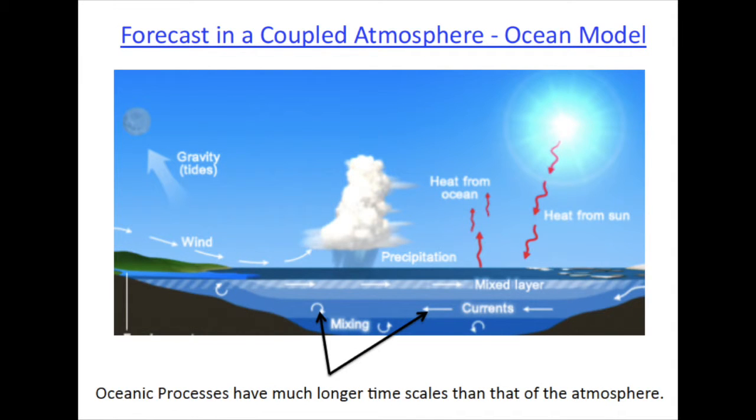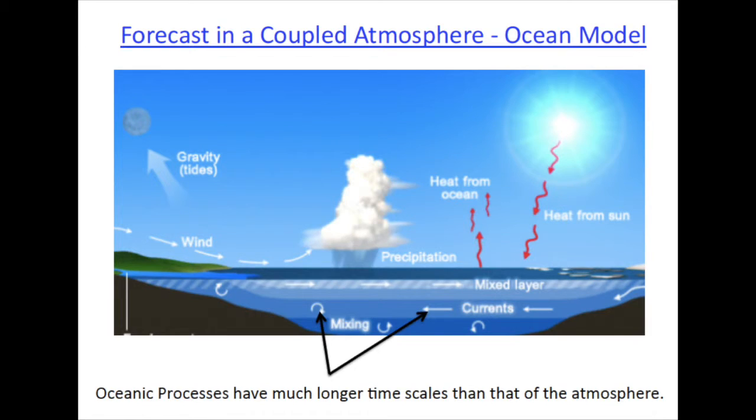Here I'm showing you the schematic representation of what happens in nature, in the atmosphere and the ocean. The important thing is that the ocean has processes like the circulation, overturning, and mixing and all that, which have time scales ranging from days to decades. And that's why you expect that the time scale of the prediction will be longer than what you get from the atmosphere only. And any coupled model is supposed to simulate these patterns.